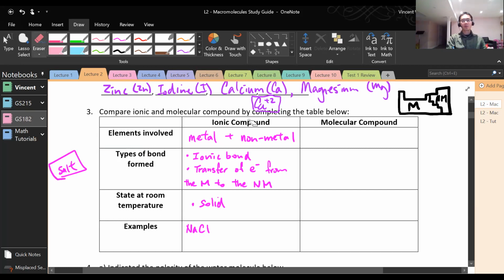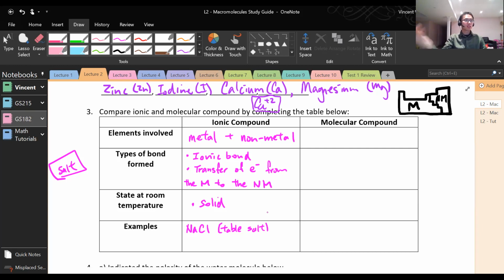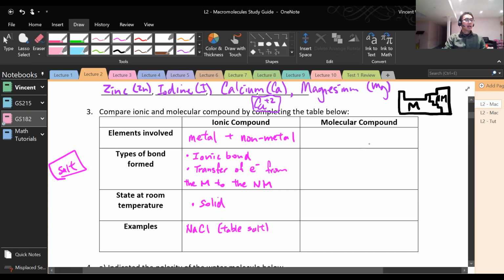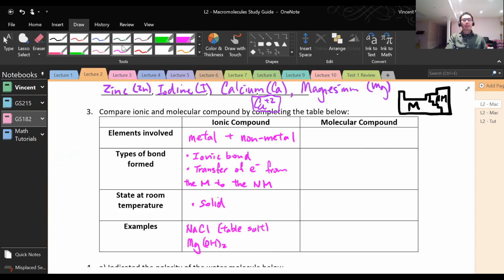In fact, ionic compounds are generally called salt, right? We have different types of salt. We have table salt, which is what this is. This is the stuff you put on your fries. The salt that you put on the driveway is another type of salt. In general, these are called salt. Tristan has another one. Okay, magnesium hydroxide. Sure. That's a fancy one. So all these are examples of ionic compound. The key thing is there is a metal and there is a non-metal, and it involves a transfer of electron to form the bond.